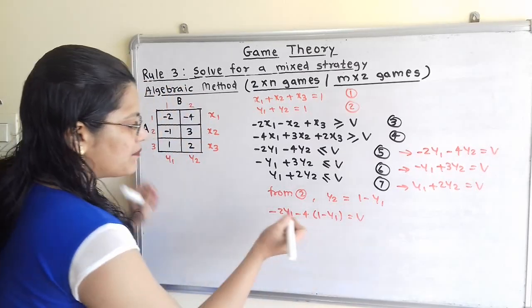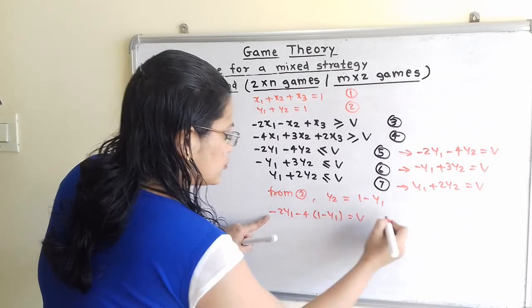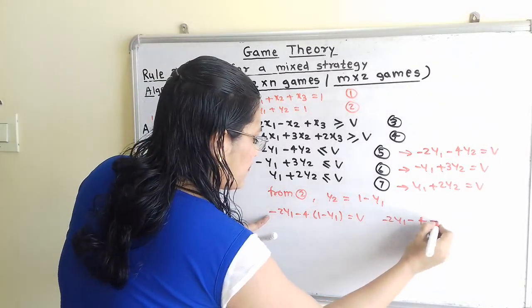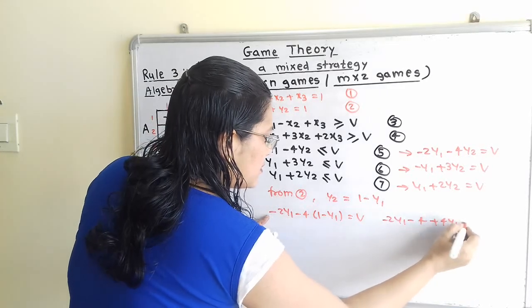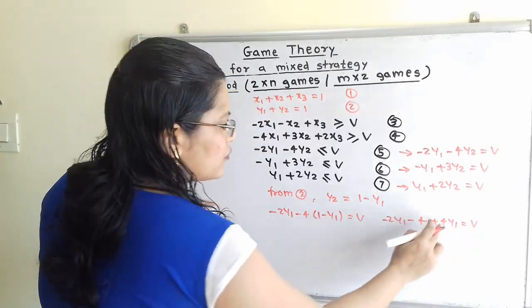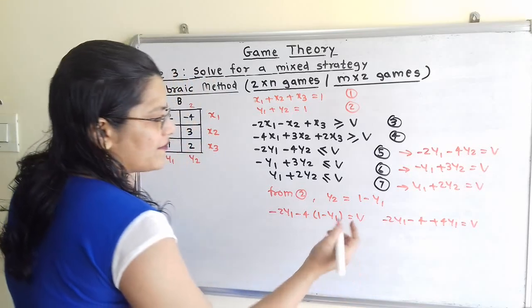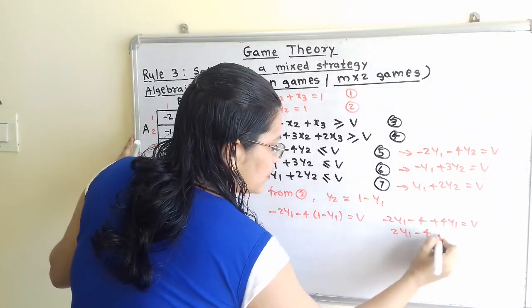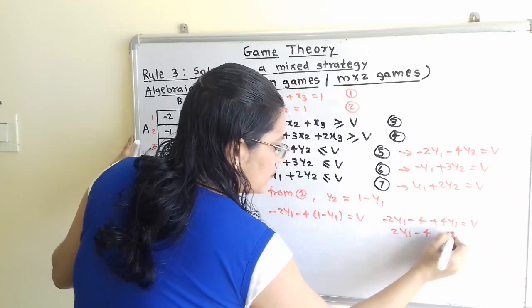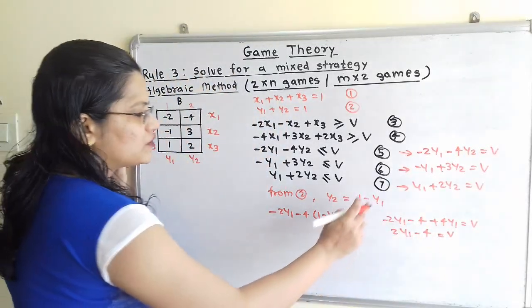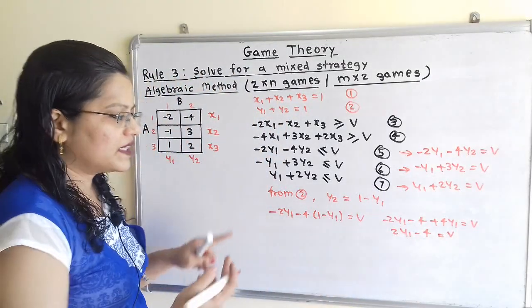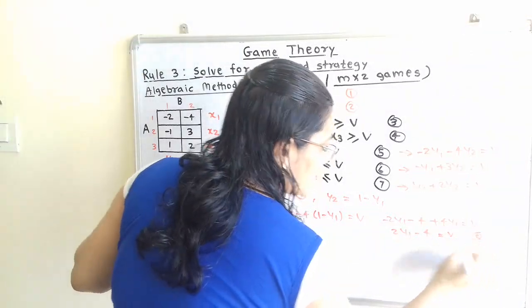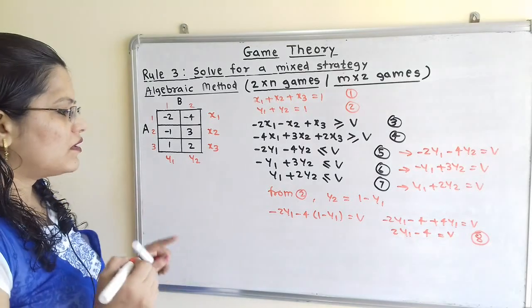Now we will simplify this. So minus 2y1 minus 4 plus 4y1 is equal to v. So 4 minus 2, that is 2y1, minus 4. 2y1 minus 4 is equal to v. So this is one equation, and I will give it equation number 8. Now we will move to the next.